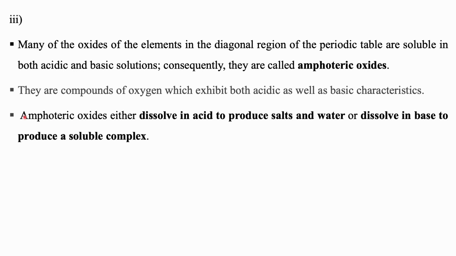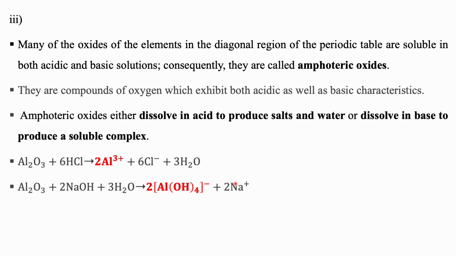Amphoteric oxides can dissolve in acid to produce salt and water, and they dissolve in a base to produce a soluble complex. An example is aluminum, which can react with an acid to produce the aluminum and chloride ions, that means a salt. Then it can also react with the base, and when reacting with the base, it gives the soluble complex. You can see it is giving aluminum hydroxide minus. So this is a soluble complex, and here they are forming a salt.